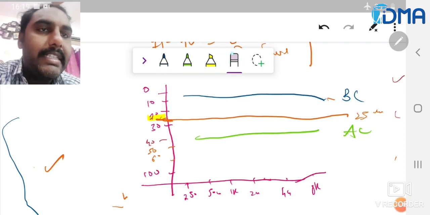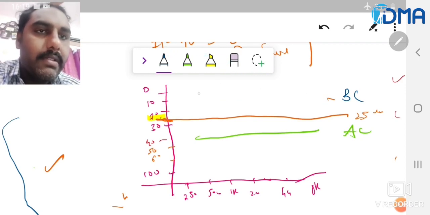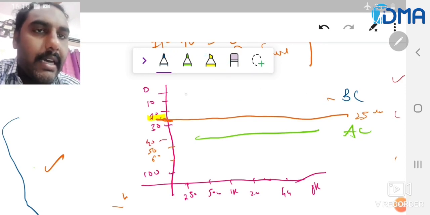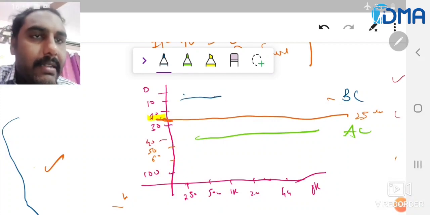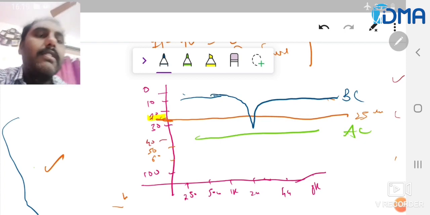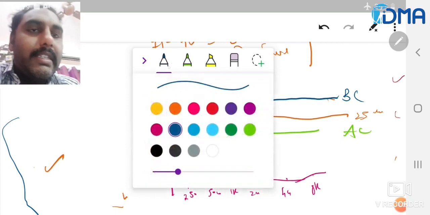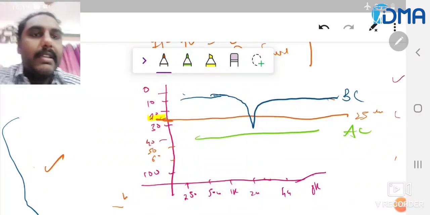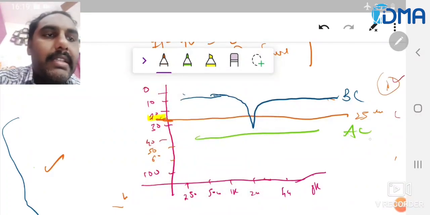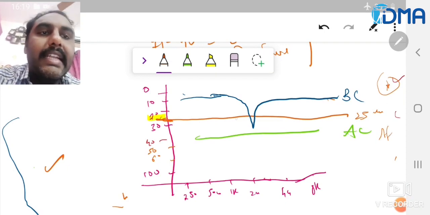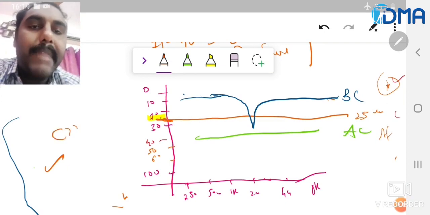Okay, but in this graph, this is a bone conduction, but here, okay, so what is the type of hearing loss now? The bone conduction is normal, the air conduction is affected. That indicates there is a conductive pattern of hearing loss.